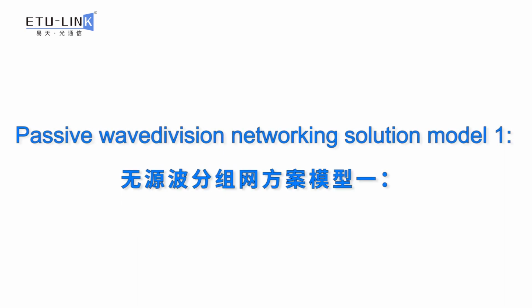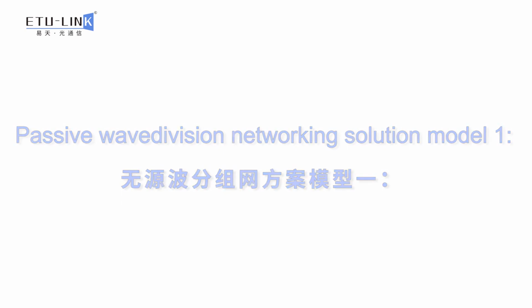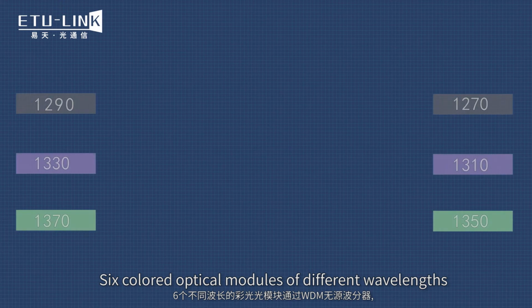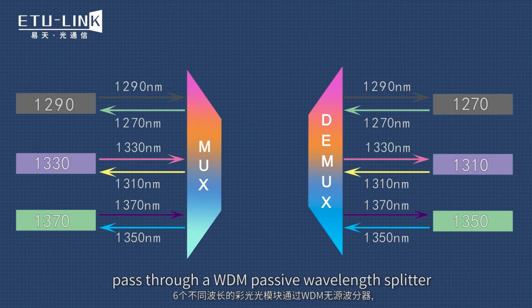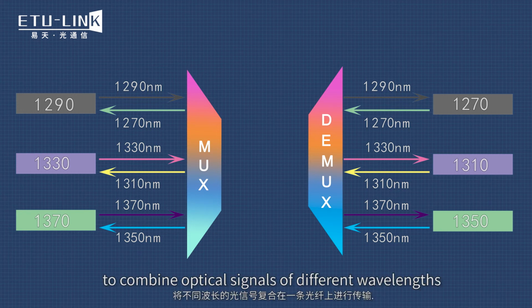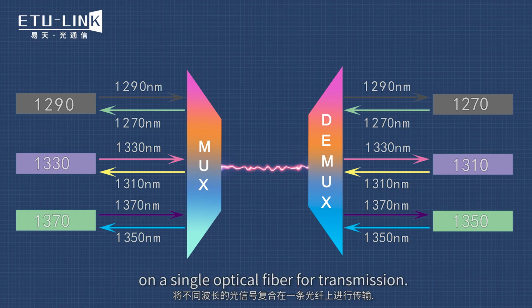Passive Wave Division Networking Solution Model 1. 6 colored optical modules of different wavelengths pass through a WDM passive wavelength splitter to combine optical signals of different wavelengths on a single optical fiber for transmission.